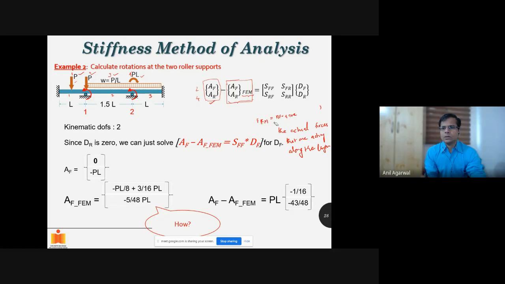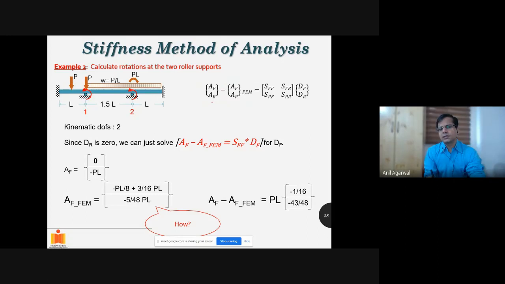fine. So that is why when we write the left hand side of this equation, we put a minus sign here. That minus sign basically represents that the AFEM that we are calculating is actually incorporating the opposite effect of the actual forces that are acting. Okay, fine. This I had explained in quite a bit of detail in the last class also, so I'll stop here now on that discussion.